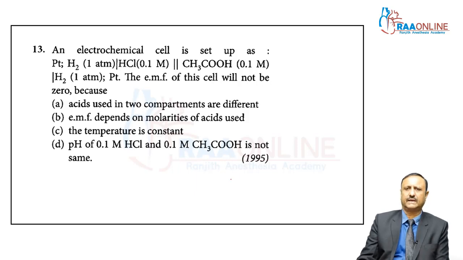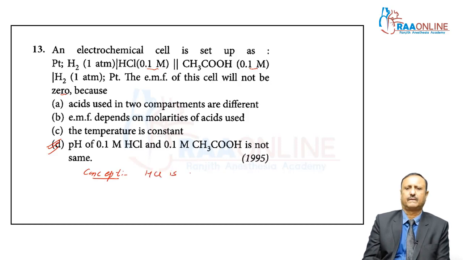An electrochemical cell is set up. Here you can see the HCl concentration is 0.1 molar, the same concentration present. The EMF of this cell will not be 0, but it is not 0 when the concentration is the same. What is the reason? Acids used in the two compartments are different. EMF depends on the molarity of acid used. The temperature is constant, or pH of 0.1 molar HCl is not the same. Yes, this is the answer, because of the concept.